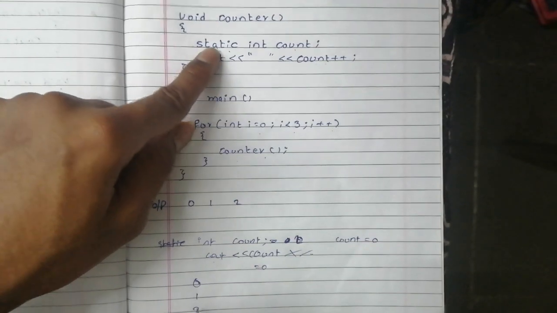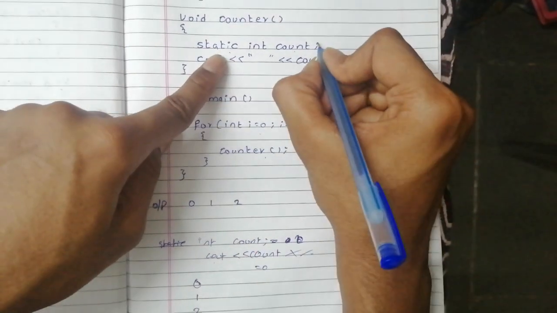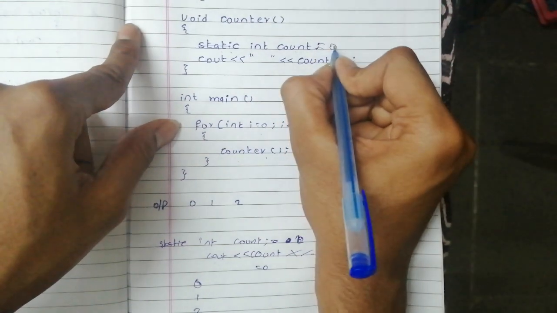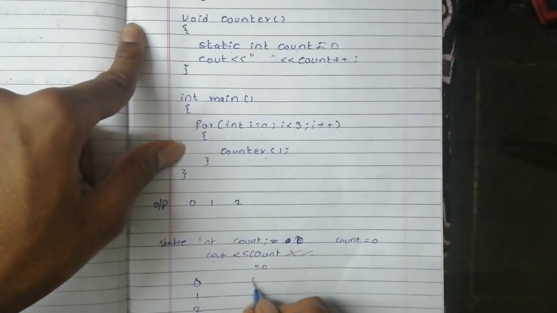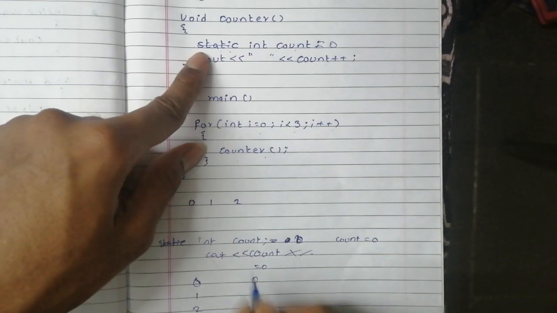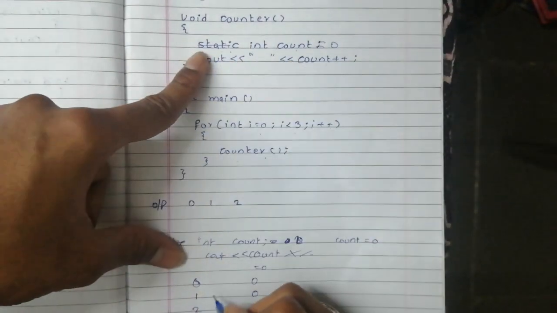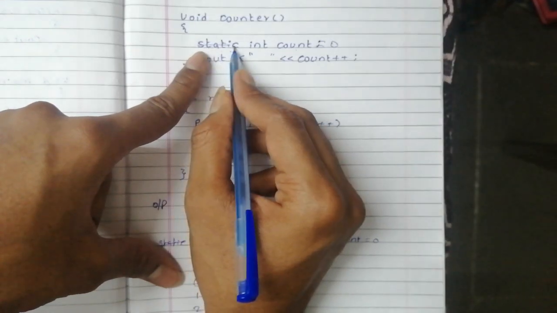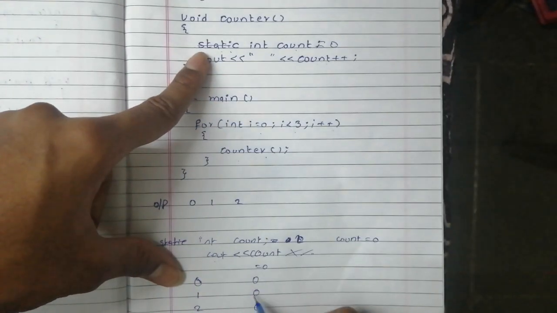If you don't put static here and you initialize it as 0, the output will be 0 0 0 only. If you put static here, it is going to store its value. If you don't put static, it gives us 0 0 0.